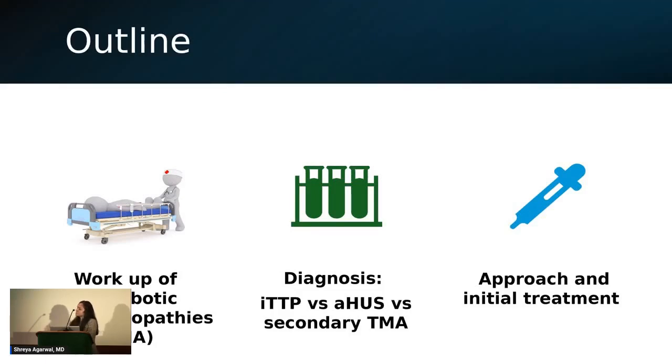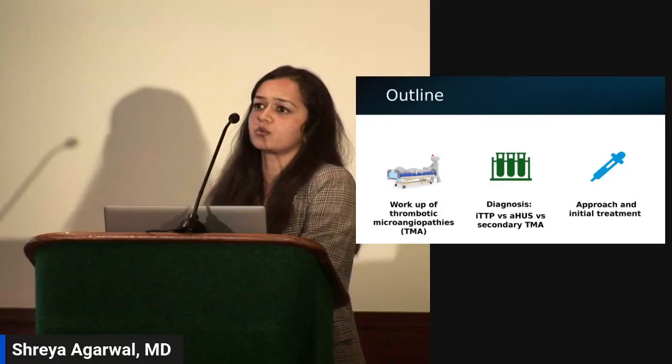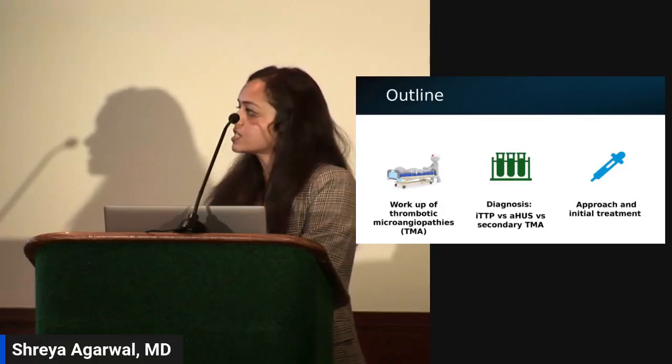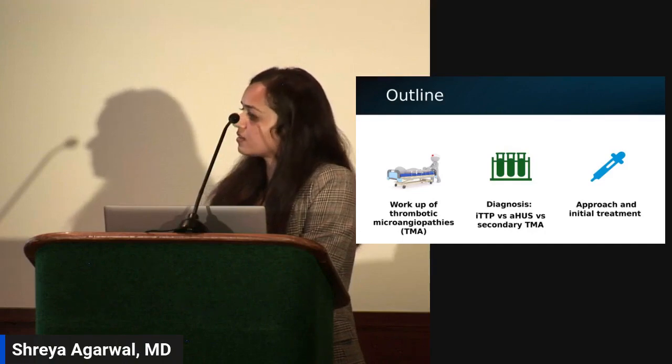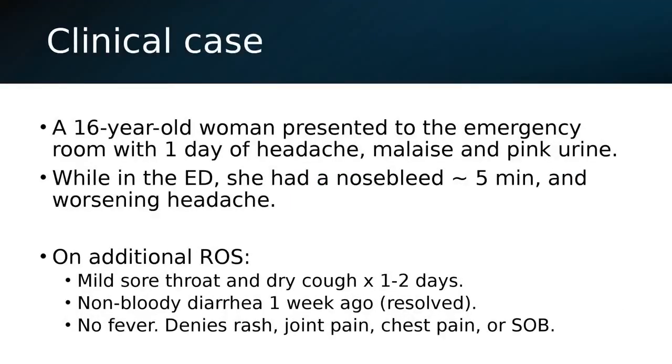So we had a case of a 16-year-old woman who presented to the ER with 1 day of headache, malaise, just not feeling herself, pink urine. While in the ED, she had worsening headaches, 1 episode of nosebleed, which lasted about 5 minutes. Additionally, she had some sore throat and cough for a couple of days. She had non-bloody diarrhea about a week ago. No fevers, no joint pain, no significant family history.